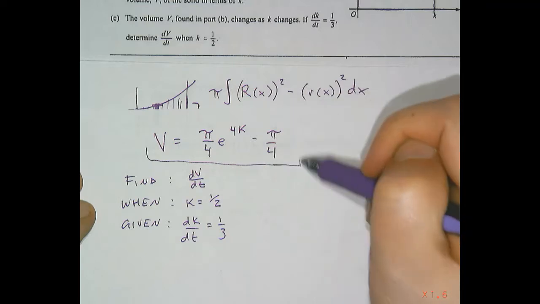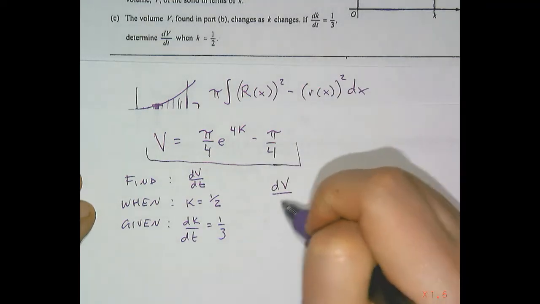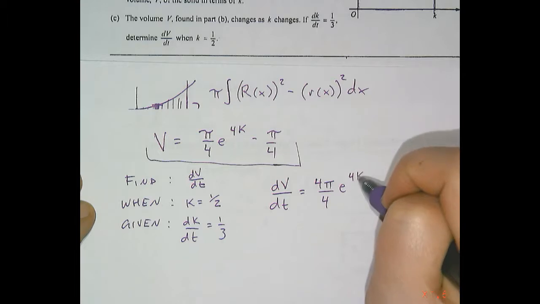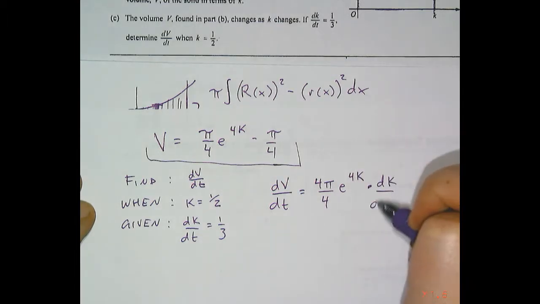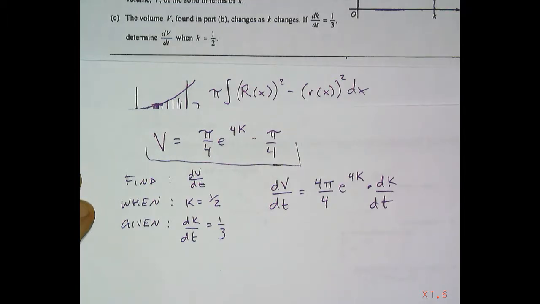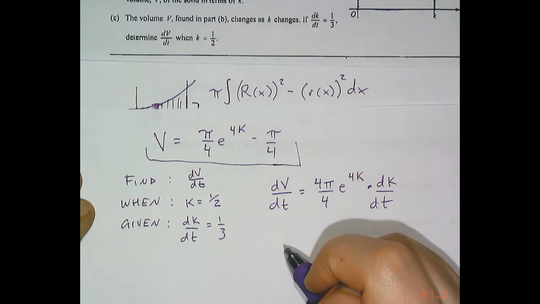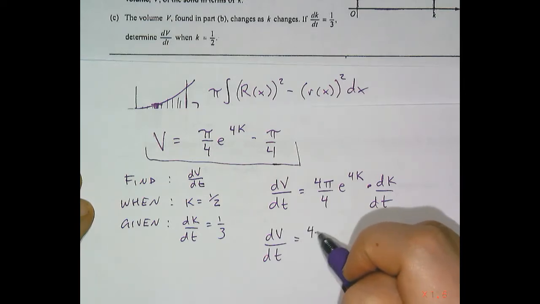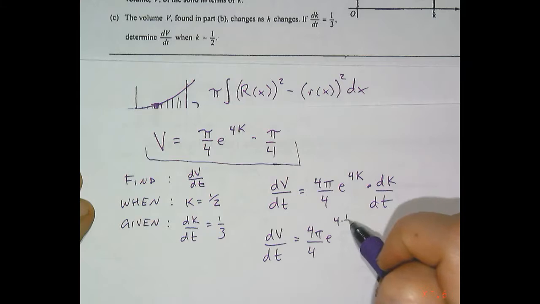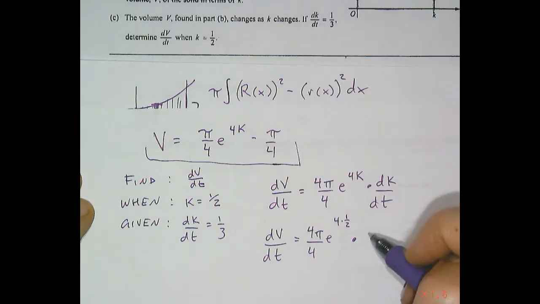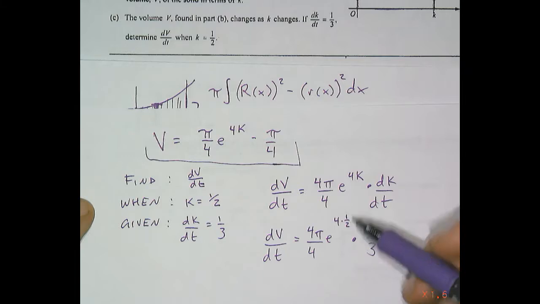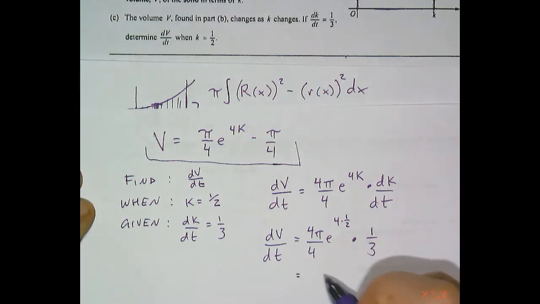So we take our volume equation and differentiate with respect to time. dv dt equals 4 times pi fourths e to the 4k times dk dt. So there's our implicit differentiation. Then they want us to find out what the value is when k is 1/2. So we can plug 1/2 in for k. 4 times 1/2, and the dk dt is 1/3. This is the complete unsimplified answer. If you'll notice, the 4's cancel, the 4 times 1/2 cancels, and if we simplify our answer, we wind up getting pi e squared over 3.